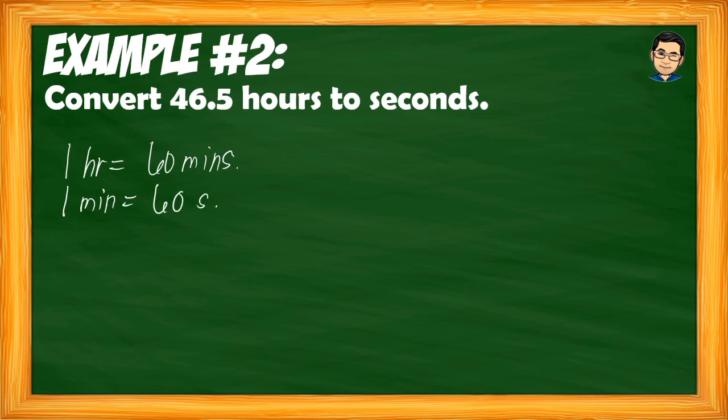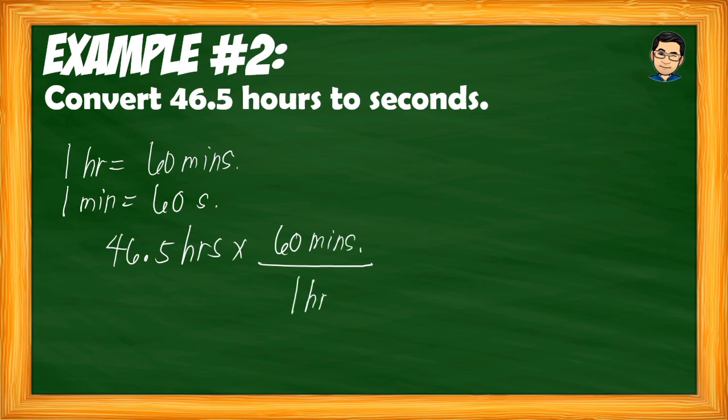So, yung solution niya, 46.5 hours times 60 minutes over 1 hour. Ayan. Pwede natin i-cancel dyan yung hour. And then, natitira yung minutes. Minutes pa rin po yan. Hindi pa rin po lumitaw yung seconds.